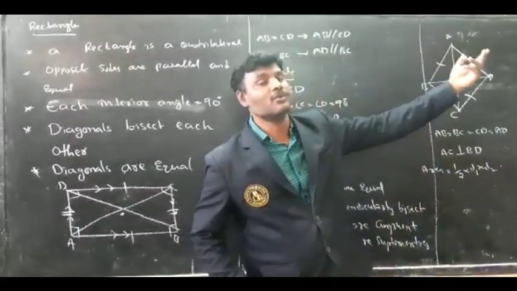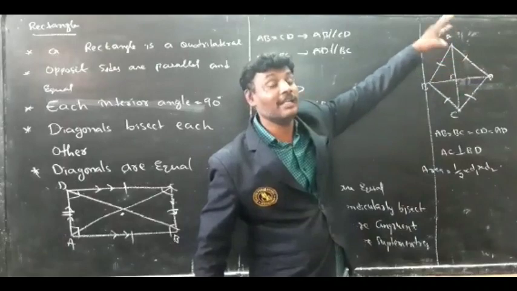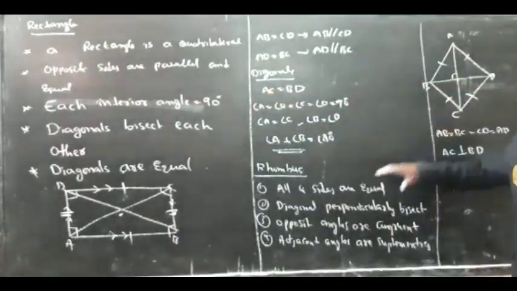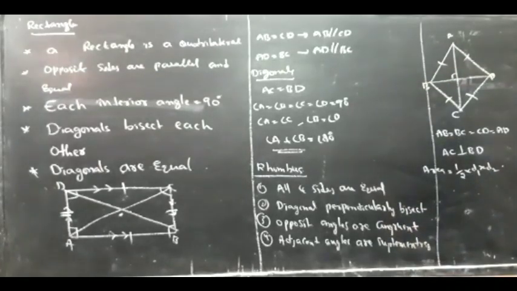If in a rhombus each and every angle becomes 90, that is a square. So a rhombus is also a parallelogram, but a parallelogram is not a rhombus. In a rhombus all sides are equal, and in a square also all sides are equal. But if in a rhombus each and every angle is 90, that is called a square.